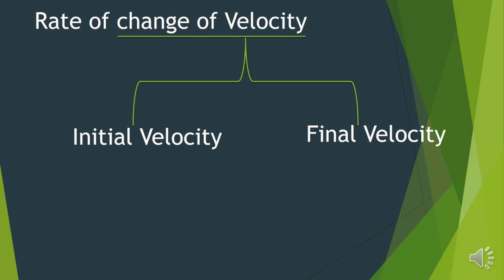Now, why is this concept coming? Because velocity is what? Displacement by time. When there is displacement, there is change in position. Initial position, final position. So when there is change in velocity, there will be two velocities. Initial velocity, final velocity.